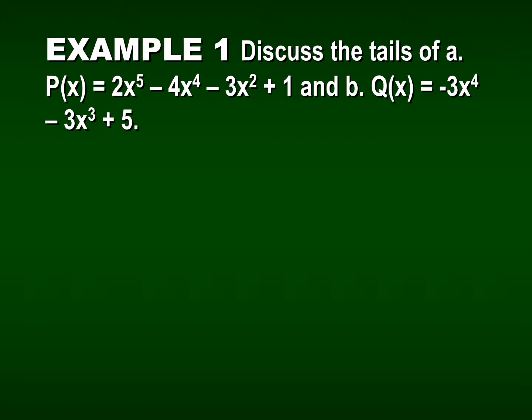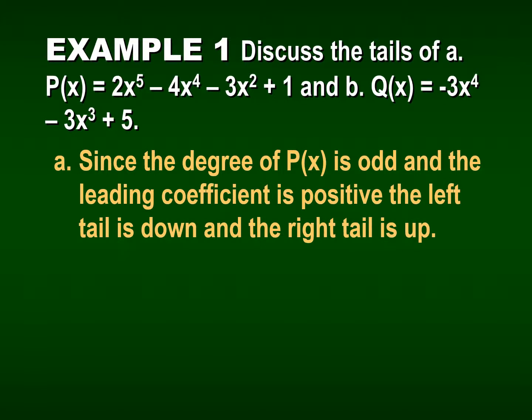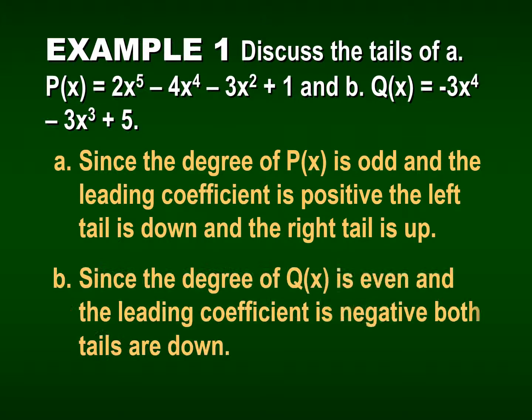So let's discuss the tails of this polynomial. A: P of x equals 2x to the fifth minus 4x to the fourth minus 3x squared plus 1. And then also B, the polynomial Q of x equals negative 3x to the fourth minus 3x cubed plus 5. In our first polynomial, polynomial A, the degree is odd because it's a degree 5, and the leading coefficient is positive. So that means our left tail is down and the right tail is up. On our second polynomial, we have a negative leading coefficient, and the degree of our polynomial is even because it's 4. So that means that both tails are down.